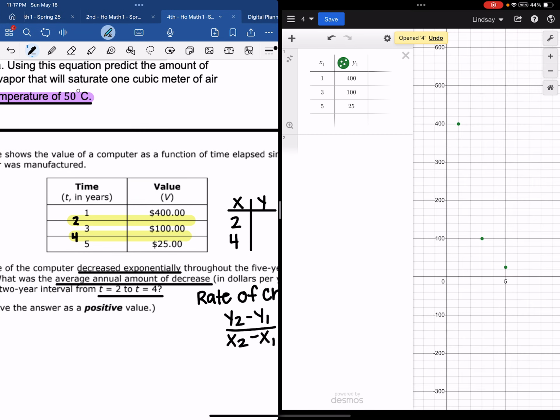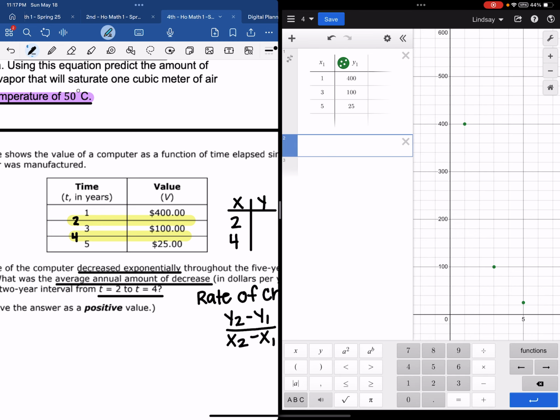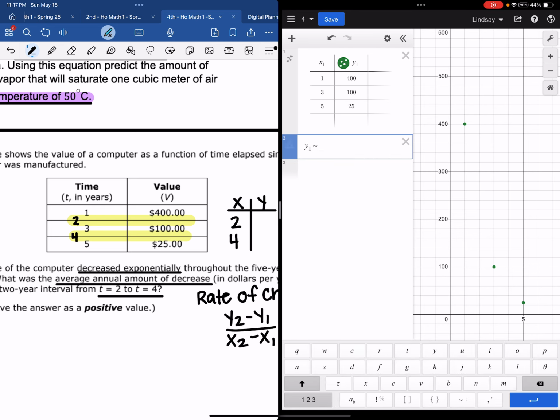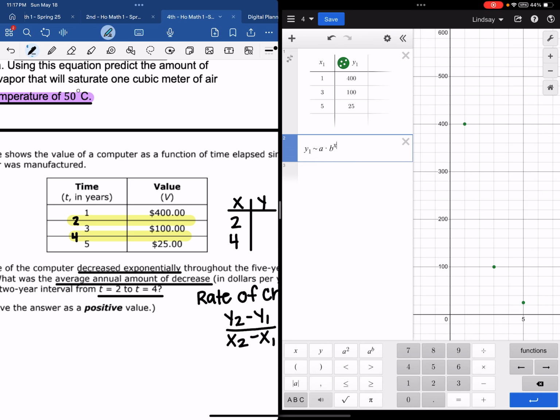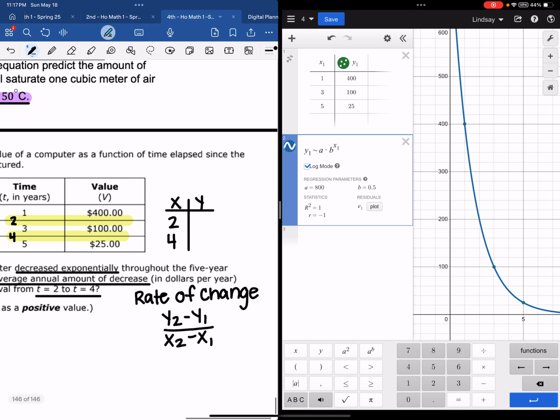I almost could probably eyeball it, depending on how it's shaped, but I'm going to go ahead and put this in. So y1 ~ a times b raised to x1. And I'm going to click that log button, and I get that my best fit model is y equals 800 times 0.5 raised to x.